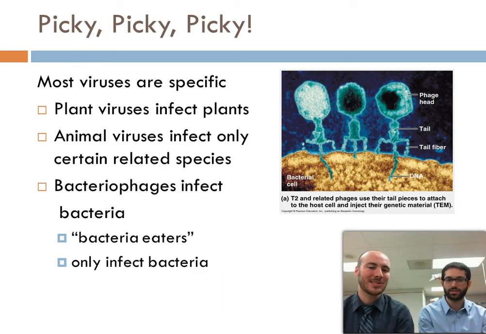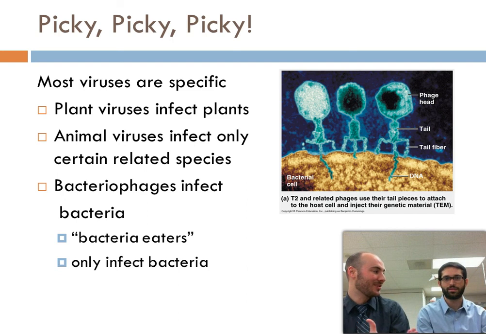Viruses are usually specific. Plant viruses infect plants. Animal viruses only affect certain animals. There are some that can change species. You might be familiar with avian bird flu, which can infect us, or swine flu. A lot of flu viruses can infect several different types of animals that are closely related. But anyway, bacteriophages really only infect bacteria.